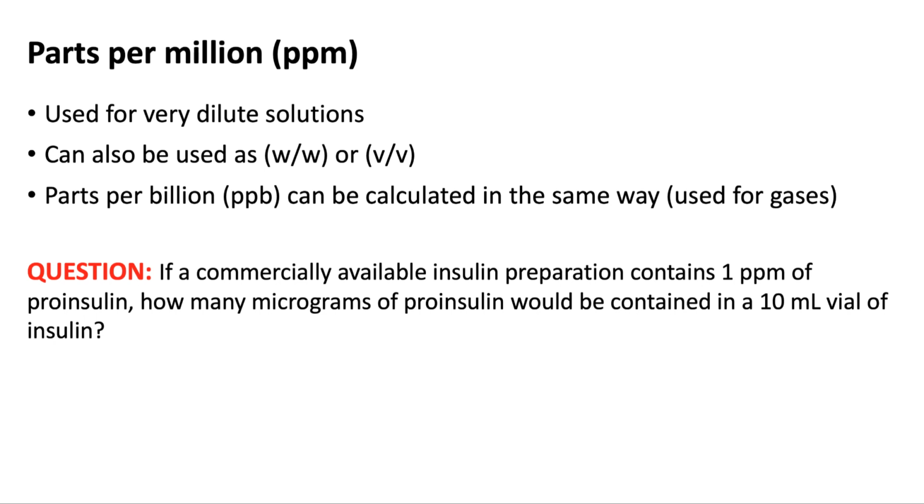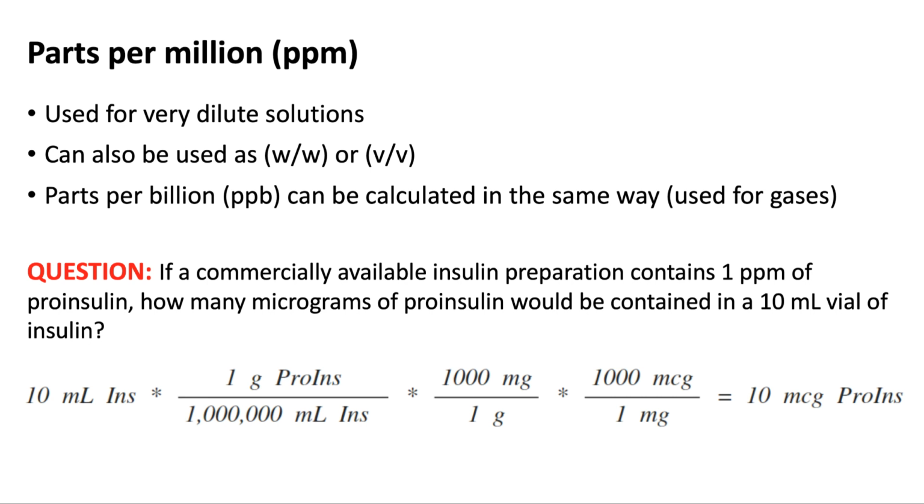Well, where do we start here? Let's start with what we have solid, which is 10 milliliters. That is what we know firm, that we're trying to determine how much contamination is in this 10 milliliter vial. So let's start with the 10 milliliters. So we have 10 milliliters of insulin. Let's multiply it by its concentration of the proinsulin, which we said was 1 ppm. 1 part per million means 1 for every 1 million.